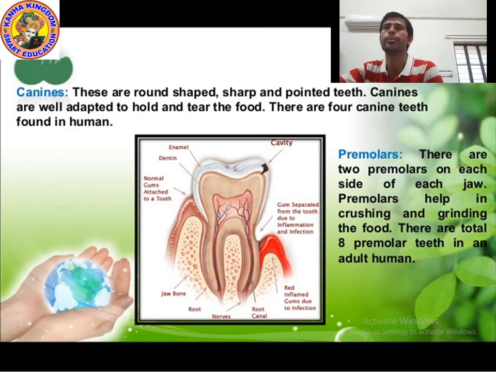Try to remember. So what is the work of canine? Piercing and tearing the food, just like lion and tiger do. And premolar crush and grind just like a mixer does. Now let's see the next point.